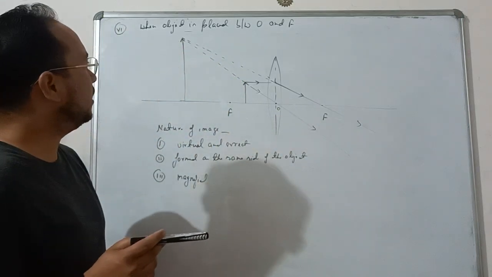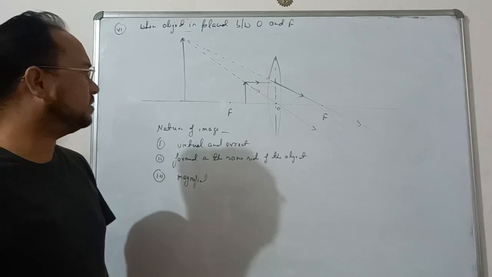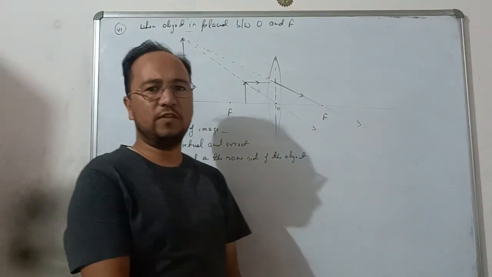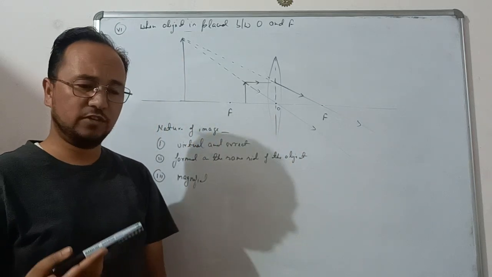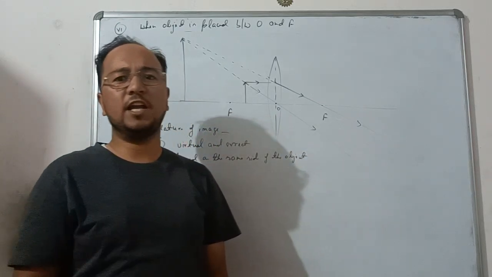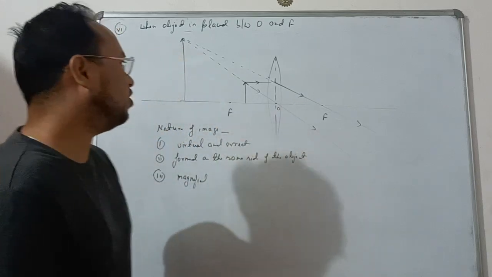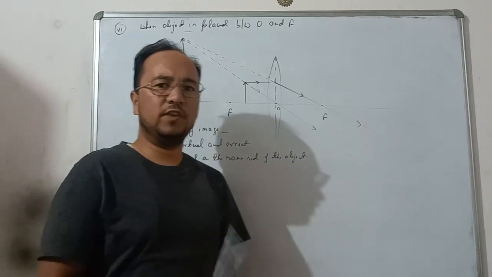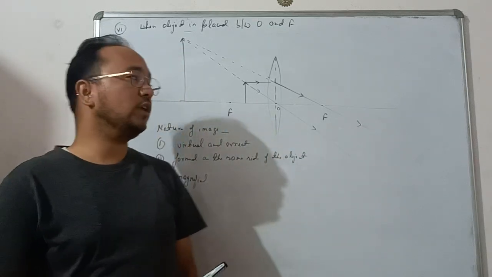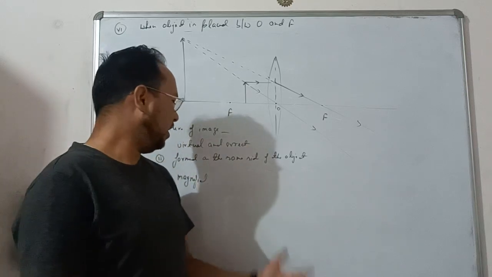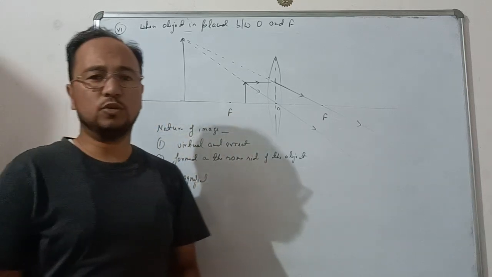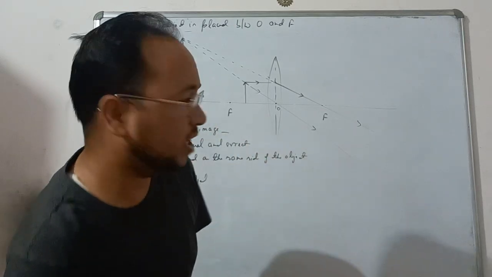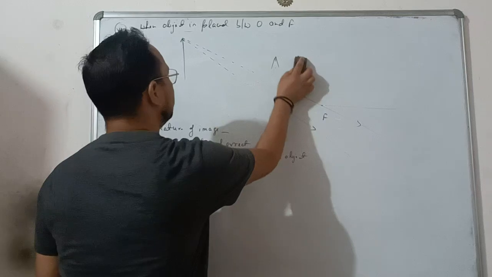Now the fifth case is when the object is placed at f. When the object is placed at f, the image is formed at infinity, and the nature of the image is real and inverted, and the size is highly magnified. And the last case, when the object is placed between the optical center and the principal focus, this is the only case where we get a virtual image, virtual and erect, and it is a magnified image. So these are all the 6 cases of convex lens image formation.